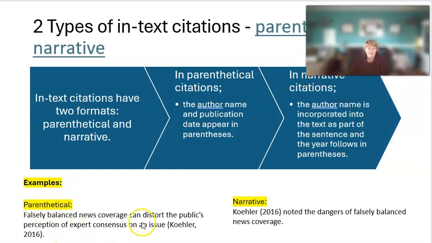Here is an example of a parenthetical. Falsely balanced news coverage can distort the public's perception of expert consensus on an issue. You'll notice that there are parentheses around just the author's last name and the year of publication, and that the period comes after the parentheses. Alternatively, you could do a narrative in-text citation. Kohler, 2016 in parentheses, which is the year of publication, noted the dangers of falsely balanced news coverage. Do you see the difference there?